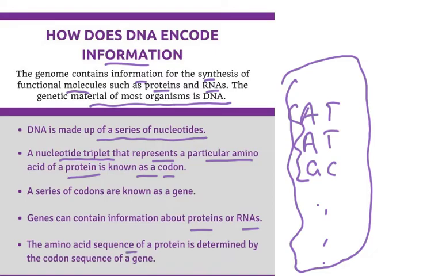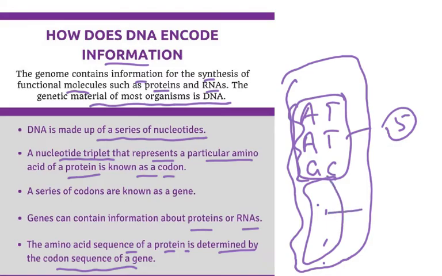The amino acid sequence of protein is determined by the codon sequence of a gene. So this will code for, say, amino acid number 5. Then another one will code for amino acid number 11, and another one will code so on and so forth. So the DNA codes for the amino acid sequence in a protein, and that will determine the entire shape of the protein.